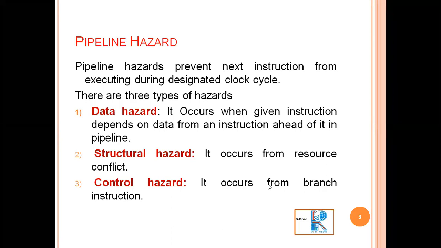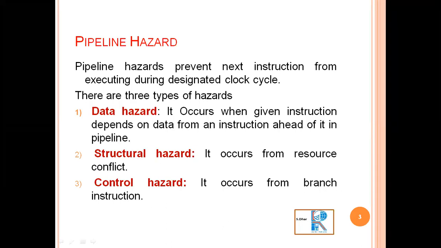What is the meaning of resource conflict? Structural hazard occurs due to the resource conflict. Here it is written. Resource conflict means, suppose the same bus is used for memory read operation and memory write operation. Again I repeat, suppose the same bus is used for memory read operation and memory write operation.